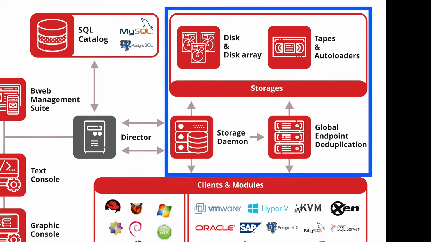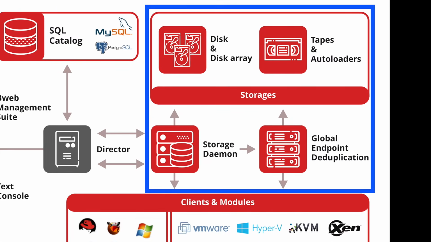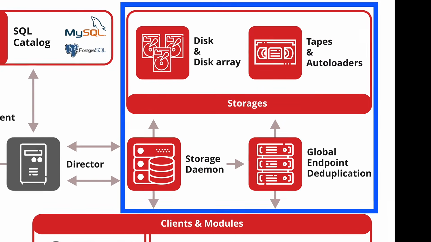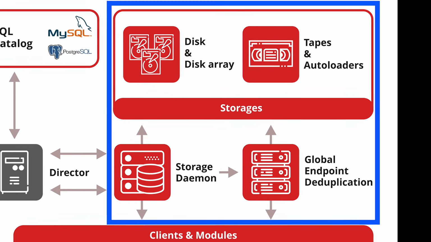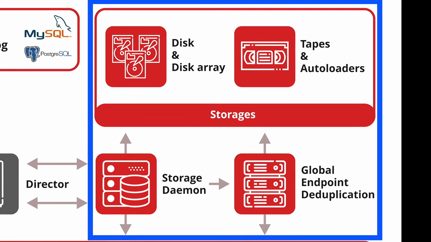The Bacula Enterprise storage daemon also has a deduplication engine that allows for significant storage savings, as well as reduced bandwidth with the client-side deduplication option. The storage daemon also restores data directly to any file daemon known to the director, even across different operating systems.